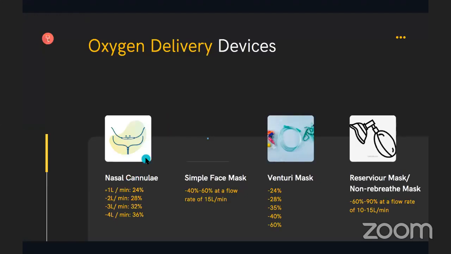The percentage of oxygen that each of these masks can potentially deliver is given on the slide. So say somebody has a nasal cannula on at 2 liters, 28%, you would therefore expect their PaO2 to be 18, because that's 10 less than the 28. Venturi masks give an accurate delivery oxygen concentration, and 24% or 28% are what are recommended in COPD. And the reservoir masks or the non-rebreathe masks are what are used in medical emergencies.